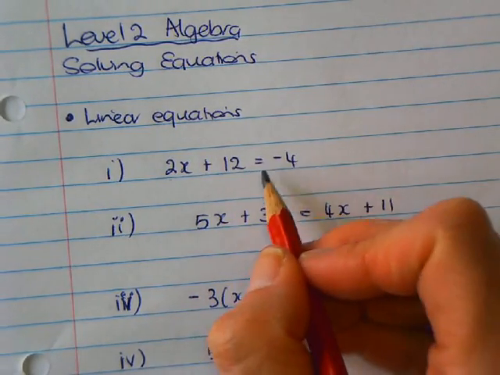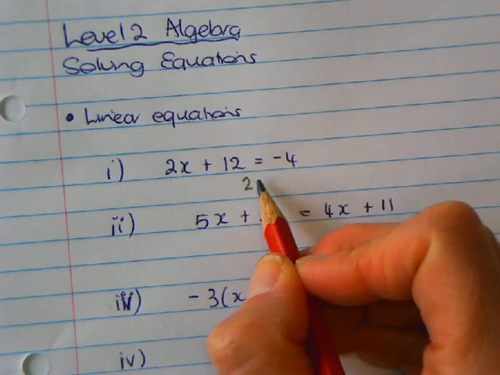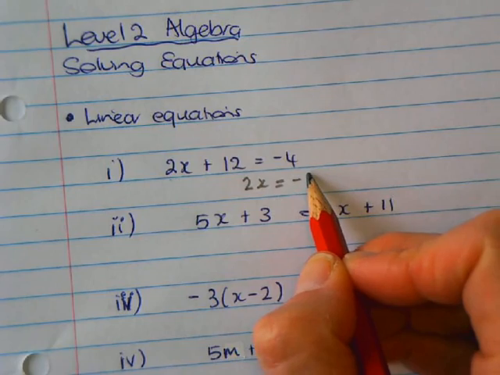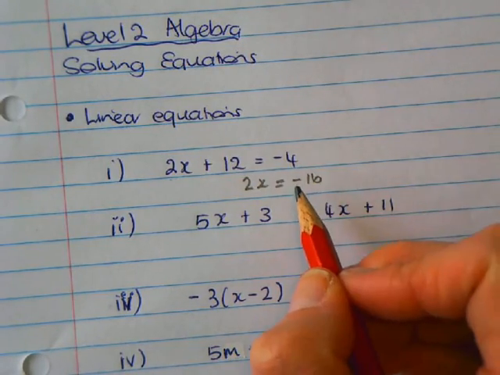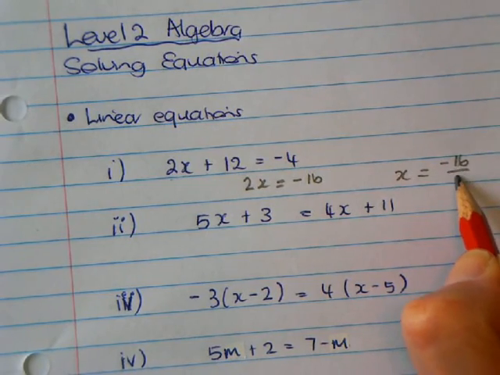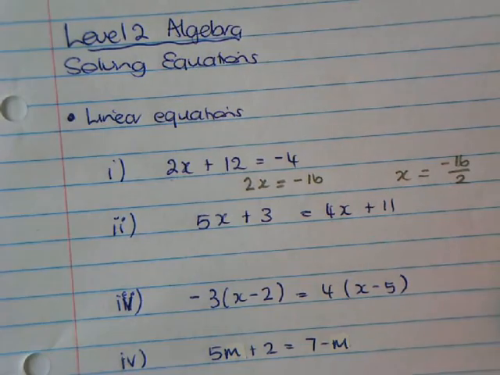So adding 12, we're going to subtract 12. So 2x equals negative 4, take off 12 is negative 16. X therefore must equal negative 16 divided by 2. X equals negative 8.